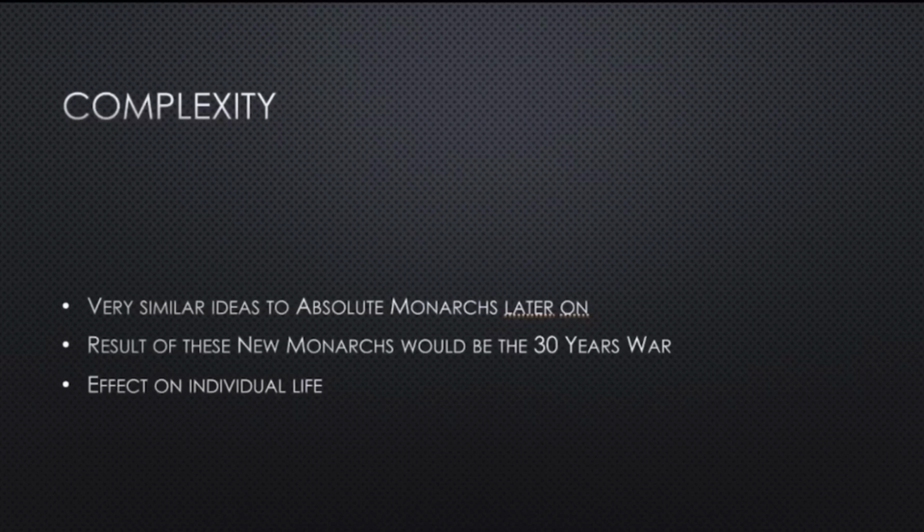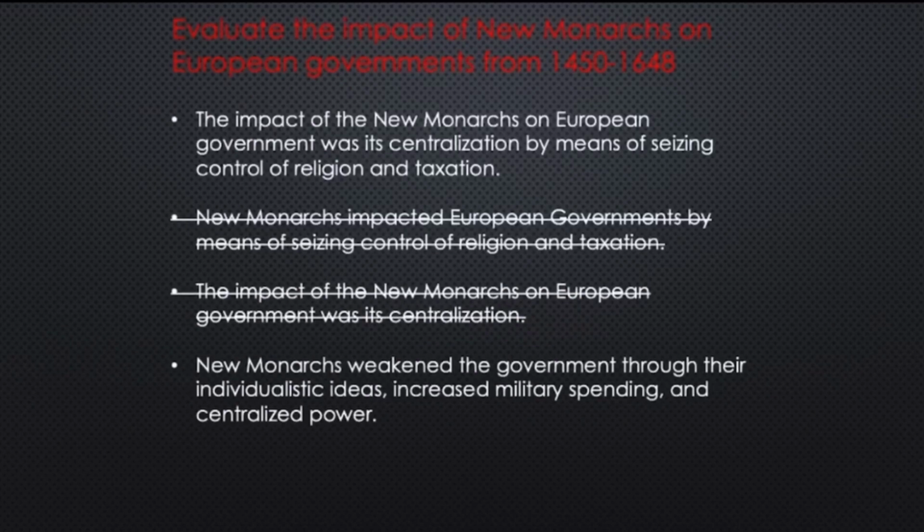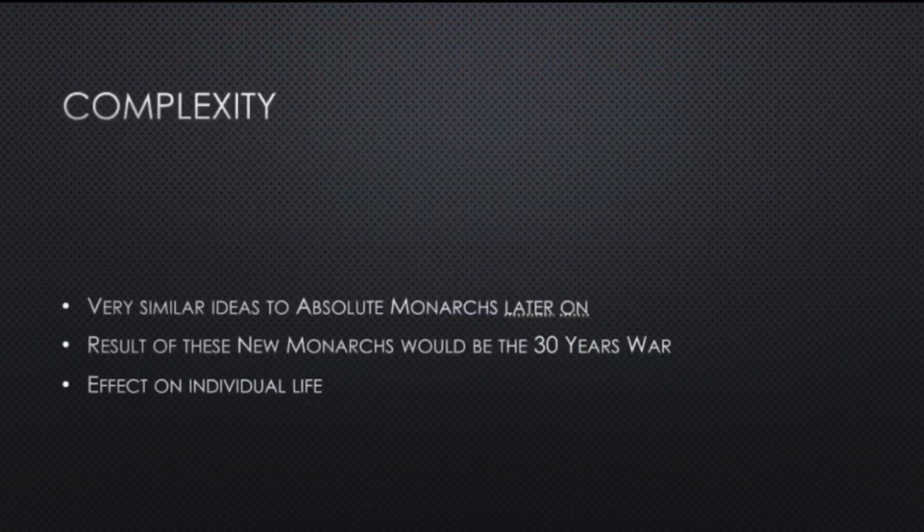Then a couple other things we could do for complexity would be a result of these new monarchs would be the 30 Years' War. You talk about how these new monarchs caused the 30 Years' War, and how without them it couldn't have happened. Again, you need to talk about that, and you need to show how that gives complex understanding of the essay. And then finally, another idea that I had, you could talk about the effect on individual life. So the prompt talks about the impact on European governments. So this could be on the effect on their subjects, the effect on the people.